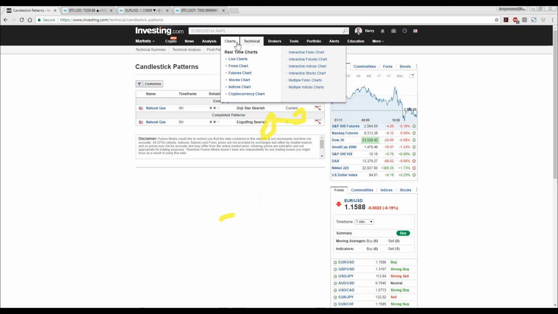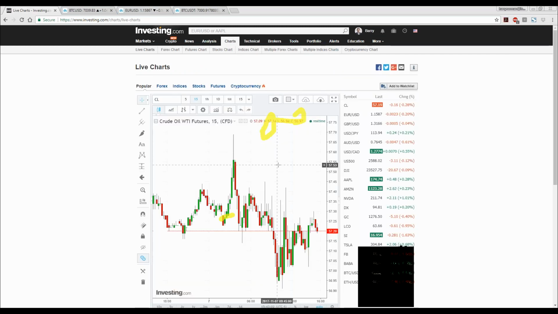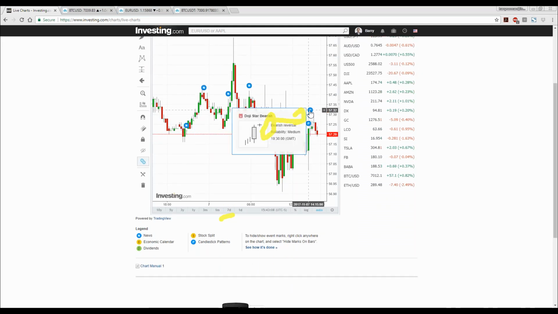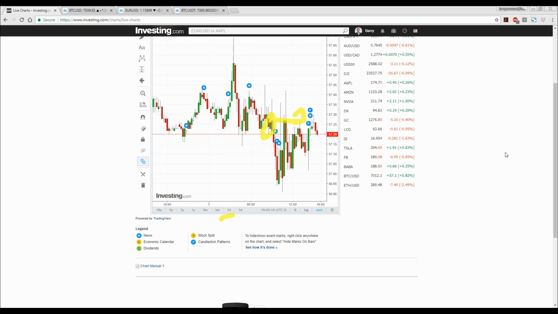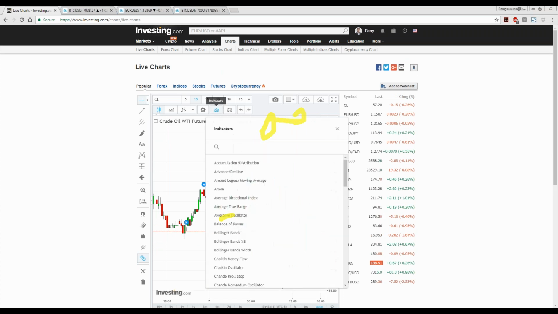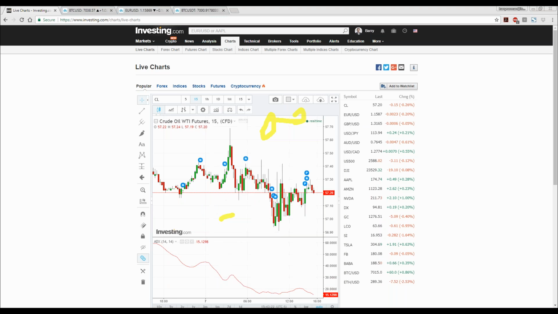Okay. Or the other way is to go to your live charts. Okay, and you can drop your candlestick patterns right on your live charts and do the rest of your analysis right there, adding your other indicators and oscillators right there onto your charts and be able to do your full analysis right here on investing.